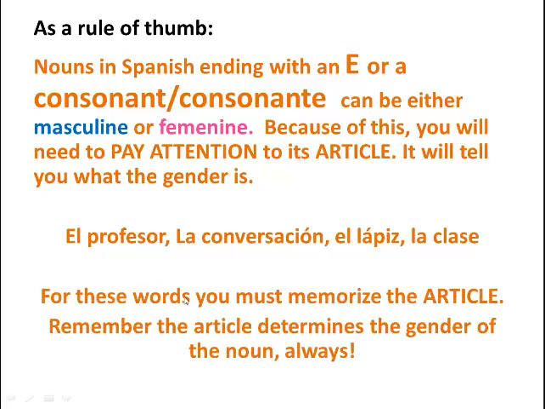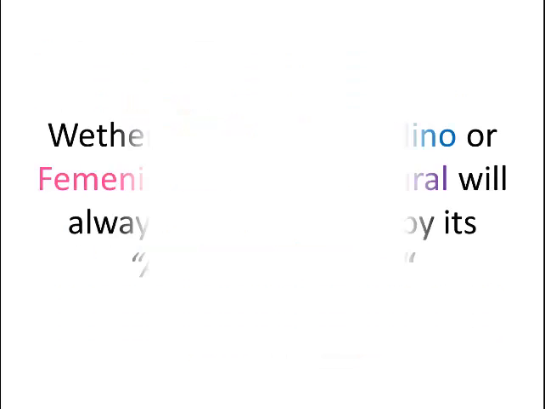So, for these words that end in either E or in a consonant, you will need to memorize the article. And you remember that the article determines the gender of the noun. Always.